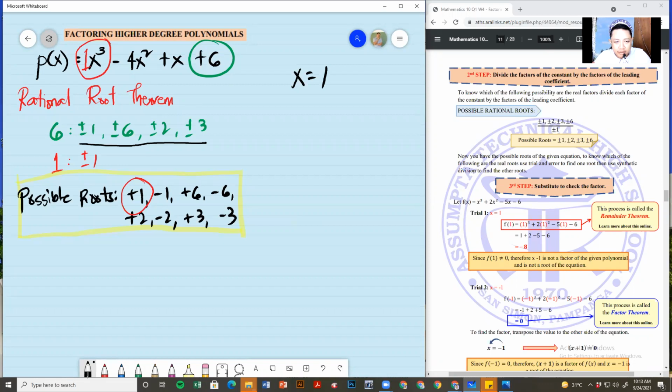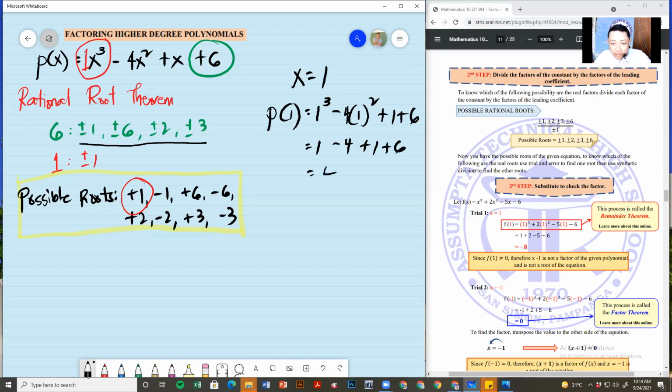We will have P of 1 is equal to 1 cubed minus 4 times 1 squared plus 1 plus 6. You may use your calculator to solve this. So, this will become 1 minus 4 plus 1 plus 6. So this will end up with 1 plus 1, 2, plus 6, 8, minus 4, it's 4. P of 1 is equal to 4.